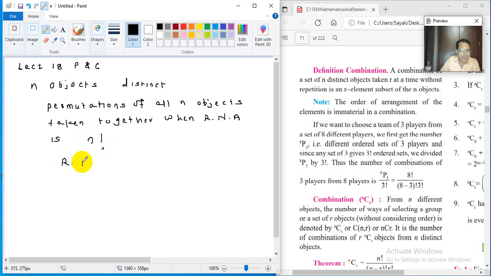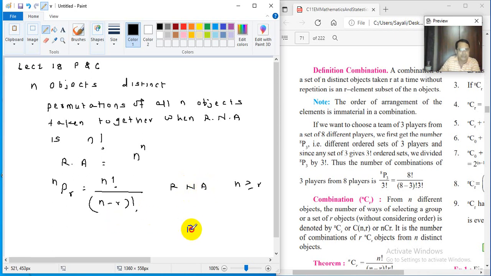When repetition is allowed, then what? We have n raised to n ways, because every place you can fill in n ways. Now when you are talking about nPr, what is the meaning? Totally n objects are there, we are permuting r objects of them, and here n is greater than or equal to r. In this case, when repetition is not allowed, the formula is n factorial divided by (n minus r) factorial.